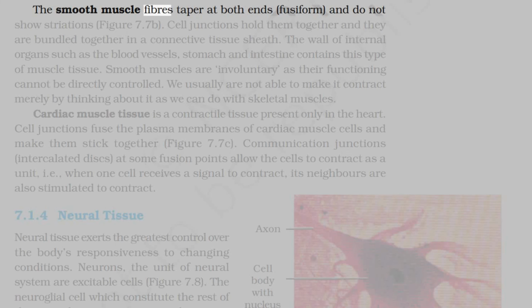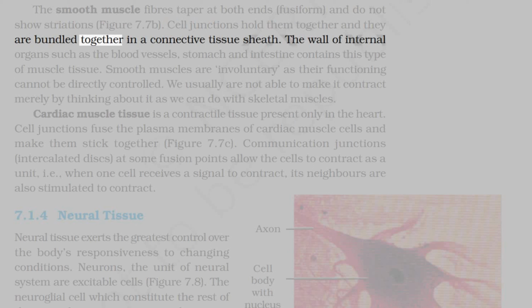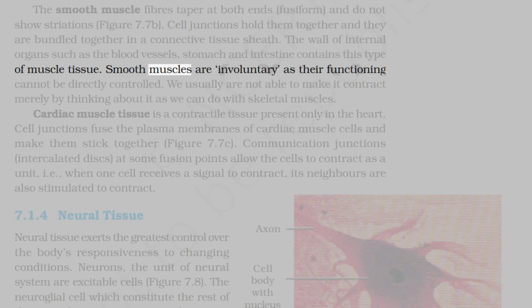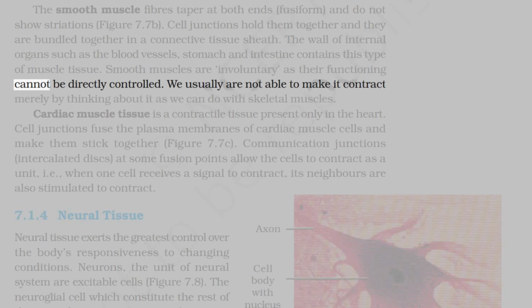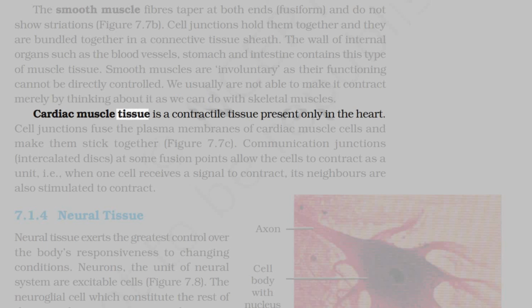The smooth muscle fibers taper at both ends, fusiform, and do not show striations, figure 7.7b. Cell junctions hold them together and they are bundled together in a connective tissue sheath. The wall of internal organs such as the blood vessels, stomach and intestine contains this type of muscle tissue. Smooth muscles are involuntary as their functioning cannot be directly controlled. We usually are not able to make it contract merely by thinking about it as we can do with skeletal muscles. Cardiac muscle tissue is a contractile tissue present only in the heart.